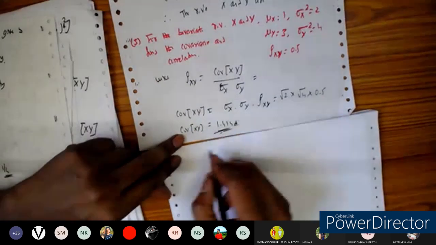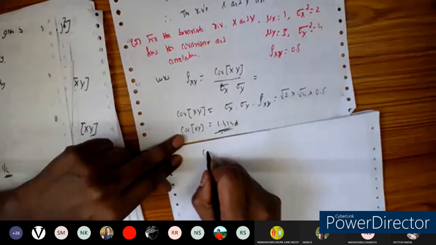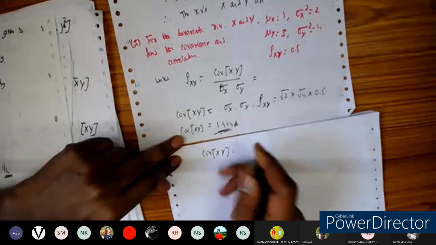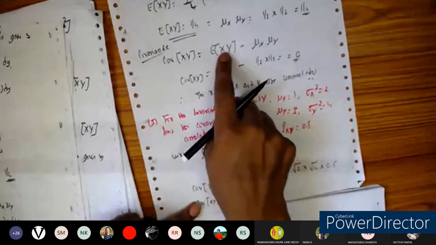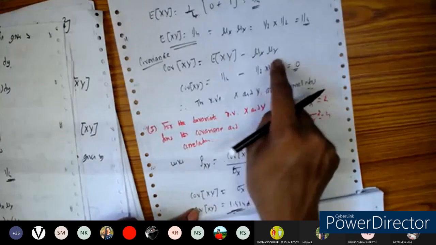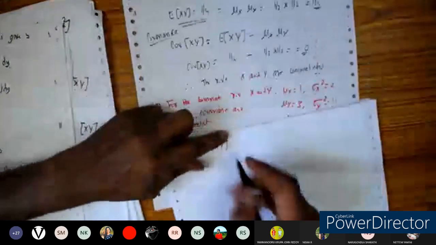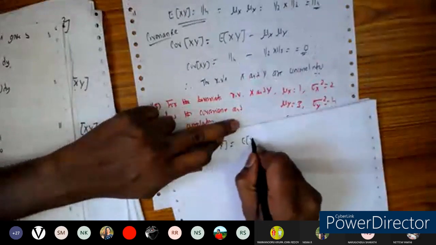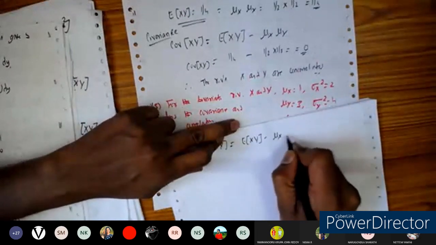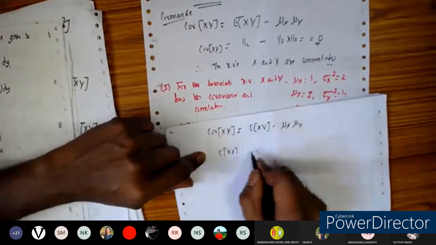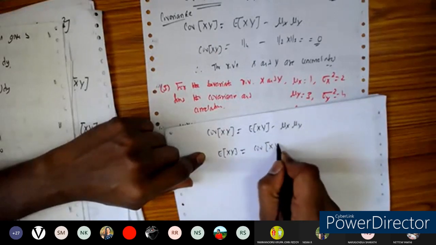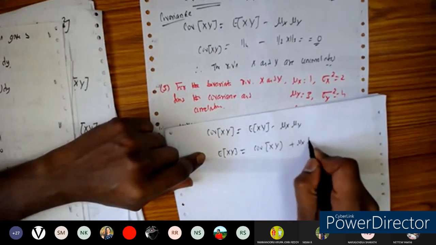So this is the covariance we got here, and we also have the formula for the covariance. We know the covariance of the random variables X and Y. In the previous problem we used that one. The covariance is the expected correlation minus this term, so we can find out the correlation here. Covariance is equal to expected value of XY minus mu X into mu Y. So the expected value of XY, we can send across, is the covariance of XY plus mu X into mu Y.